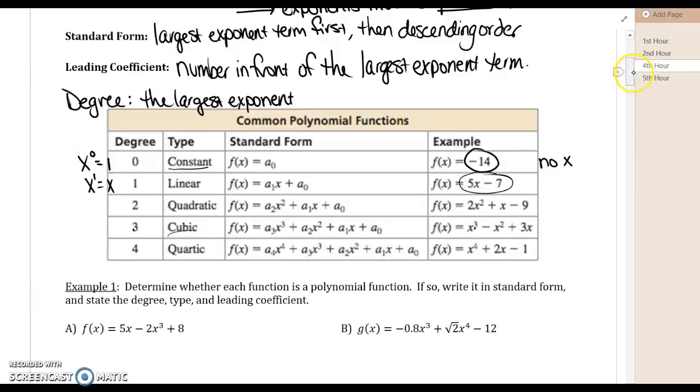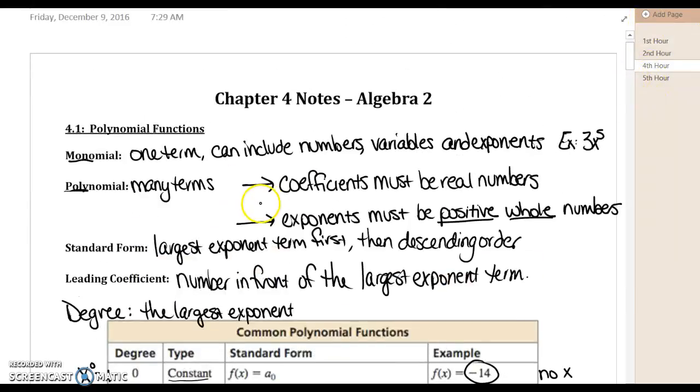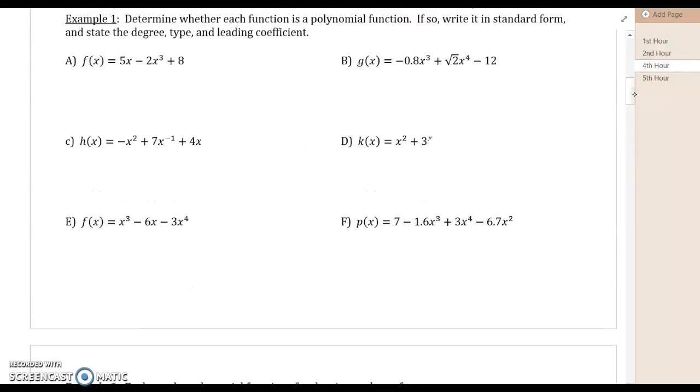In these examples, we are going to first determine whether each function is a polynomial. So think about the rules that we wrote up here. The coefficients must be real numbers and the exponents must be positive whole numbers. If it is a polynomial, we are going to write it in standard form and then state the degree, the type, and the leading coefficient.